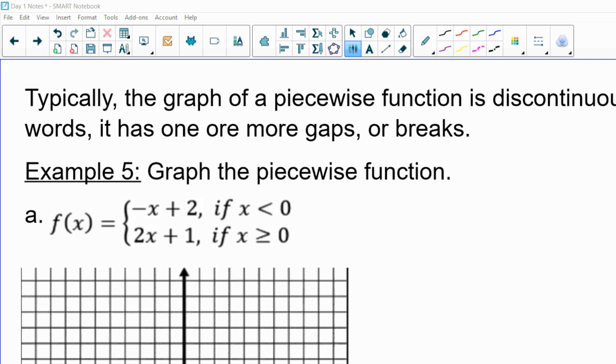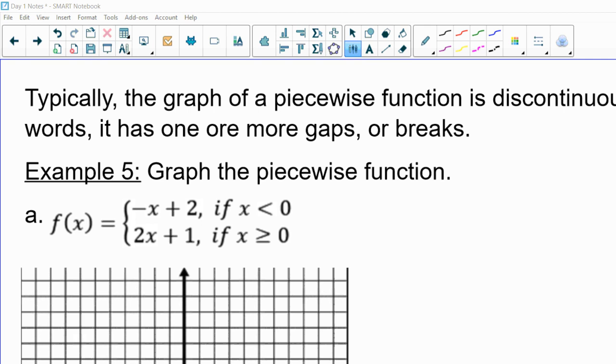Today we're going to talk about graphing a piecewise function. And we're going to do 3 of them together. You can find other videos online to do this if you're looking for some more explanation.